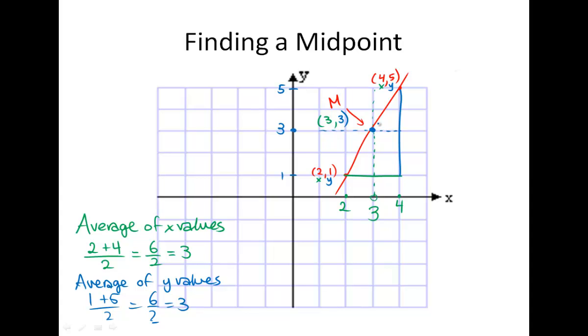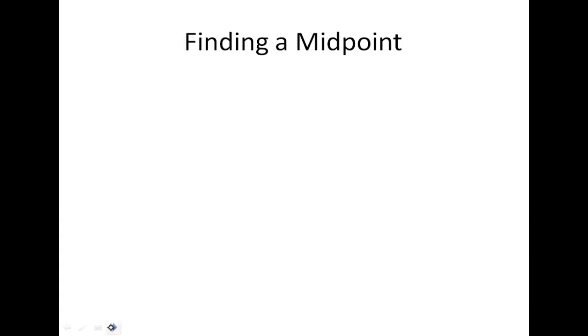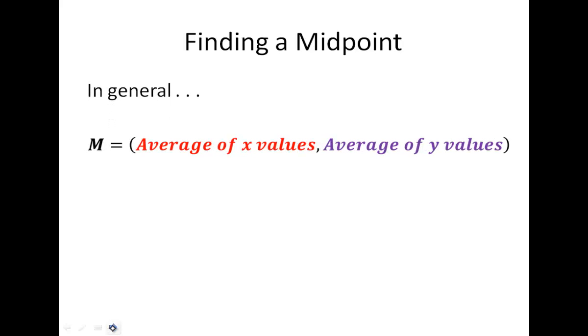Now you may agree that (3, 3) looks on this picture like exactly between (2, 1) and (4, 5). Therefore, we found the midpoint. So, in general, the midpoint can be seen as the average of the x values as its x value and the average of the y values as its y value.